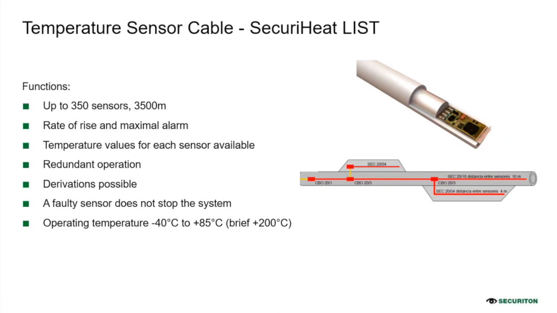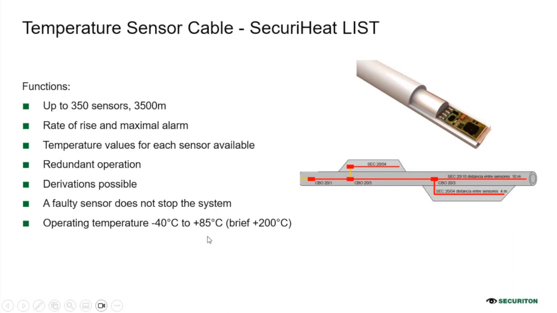Then the operating temperature, which for a road tunnel is no problem at all. So we work from -40 up to 85, and also for a short time the cable is also working up to around 200 degrees. But if we have a fire and we will have, of course, more than 200 degrees, there will be damage on the cable, but after a fire, we have to exchange everything inside the tunnel. So this is not a problem.